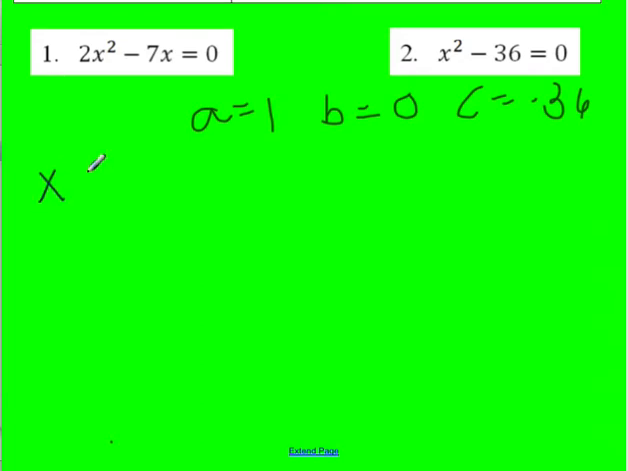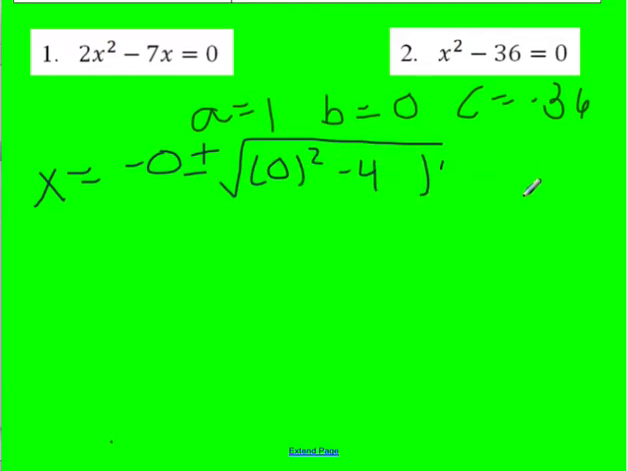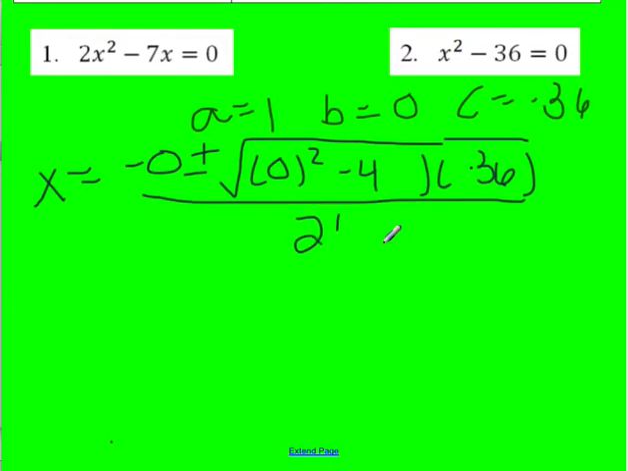So we get that x is equal to the opposite of b. Well, the opposite of 0 doesn't really make sense, right? It's still going to be 0, plus or minus the square root of 0 squared minus 4ac, all over 2a. Okay, so there's our setup. Now we want to simplify just what's underneath our radical, and this should have been a 1. Okay, so we want to simplify just that part.